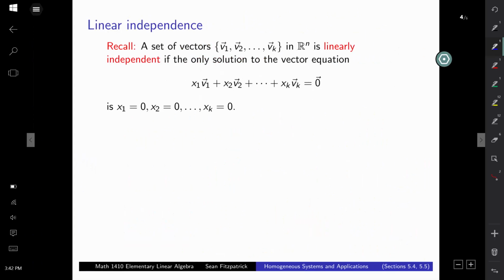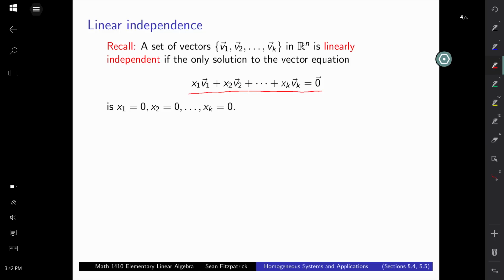All right, now let's think of some situations that lead to homogeneous systems of equations. There are a few that we've run into. One is this problem of linear independence. One way to test if a collection of vectors is independent is to set up a linear combination like this, set it equal to the 0 vector, and if my vectors are independent, then the only linear combination that works is the trivial one where I set all of my x's equal to 0.